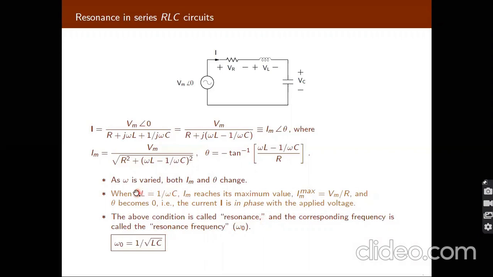So from this equation, we get omega naught or omega r equals 1 by root LC. Sorry, this represents the resonant frequency, and this is the condition which represents resonance.